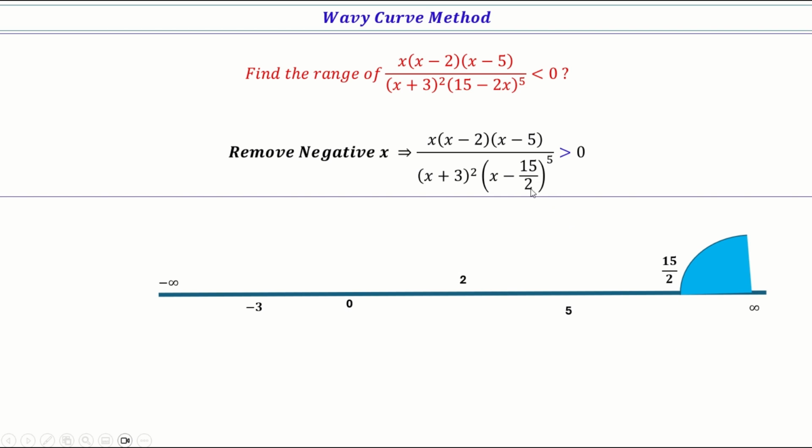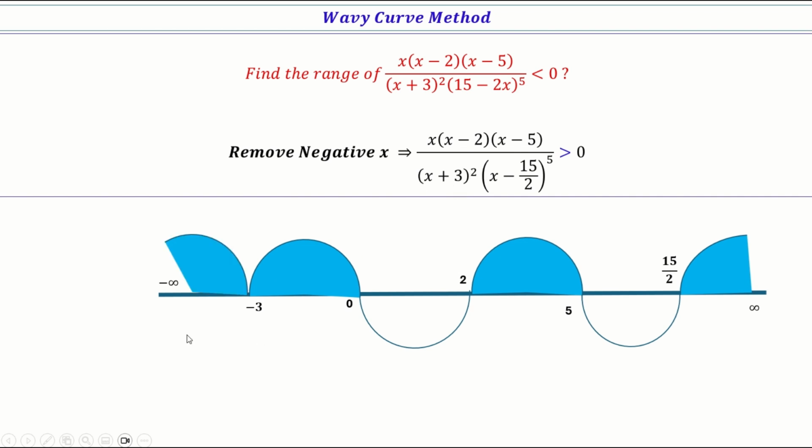Now at 15/2, what happens? It is power 5, odd power, so change direction, correct? And at 5, again odd power, so change direction. Then at 2, it is odd power, so change direction. At 0, that is at x, odd power, so change direction. Then at −3, even power, so don't change direction. It will bounce back.